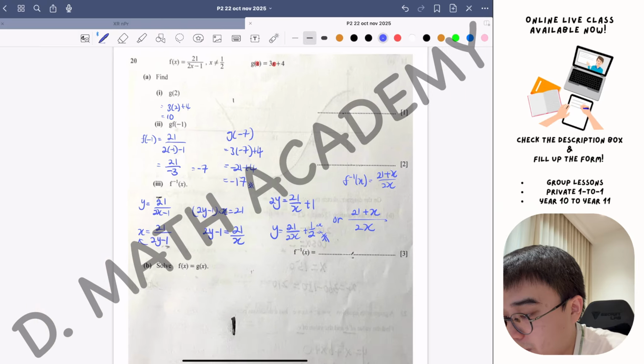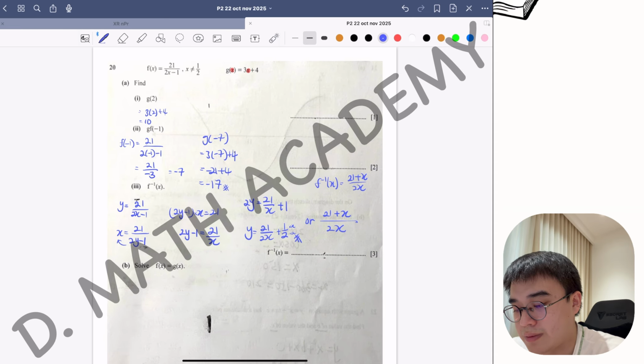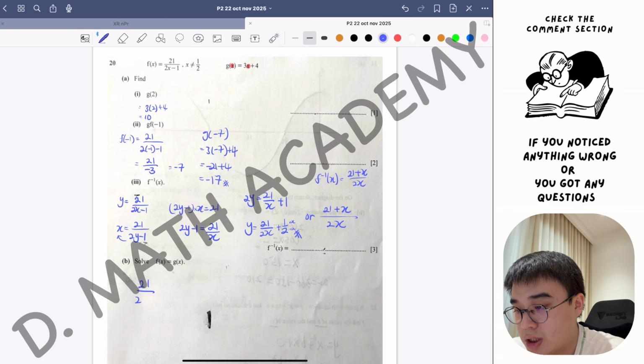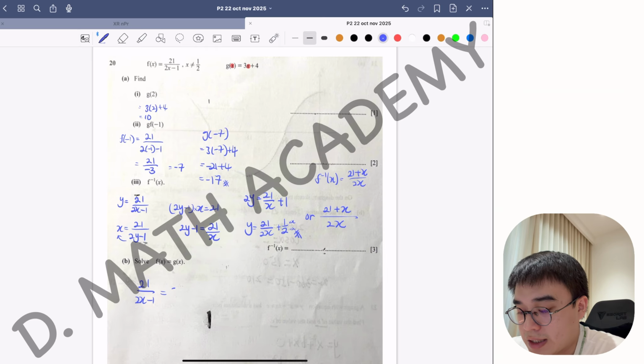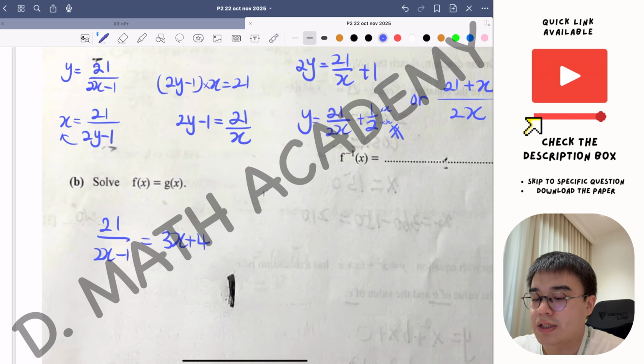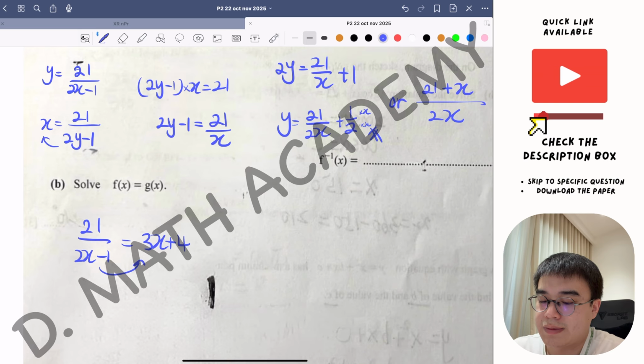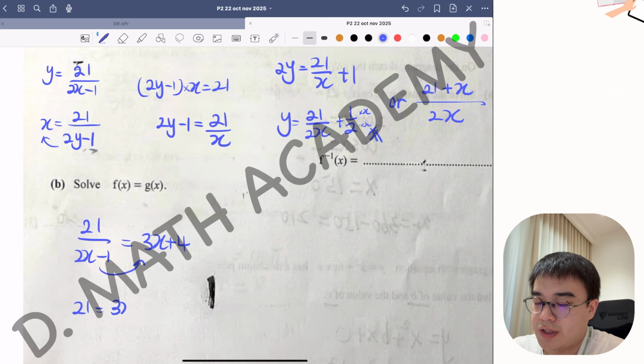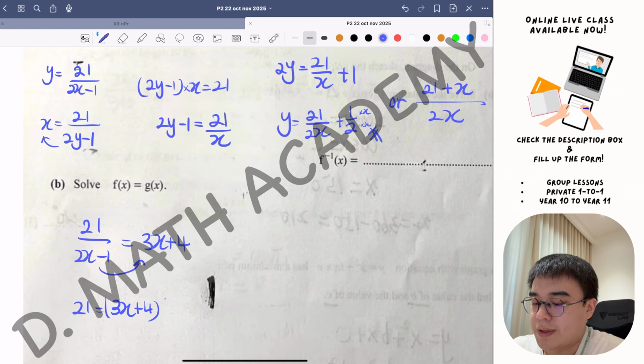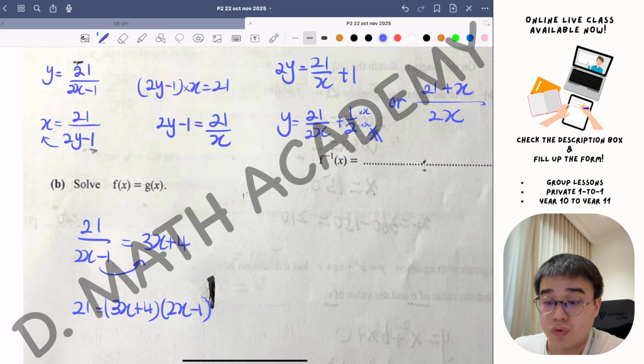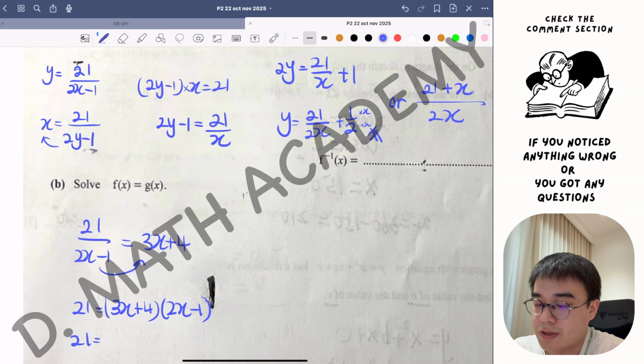Lastly, we have question B, where they ask us to make them equal to each other. So this one, highly likely they are testing you on your quadratic, because I saw that if I want to find my x, I will have to shift the 2x minus 1 that I have at the denominator to the other side. So complete your expansion.